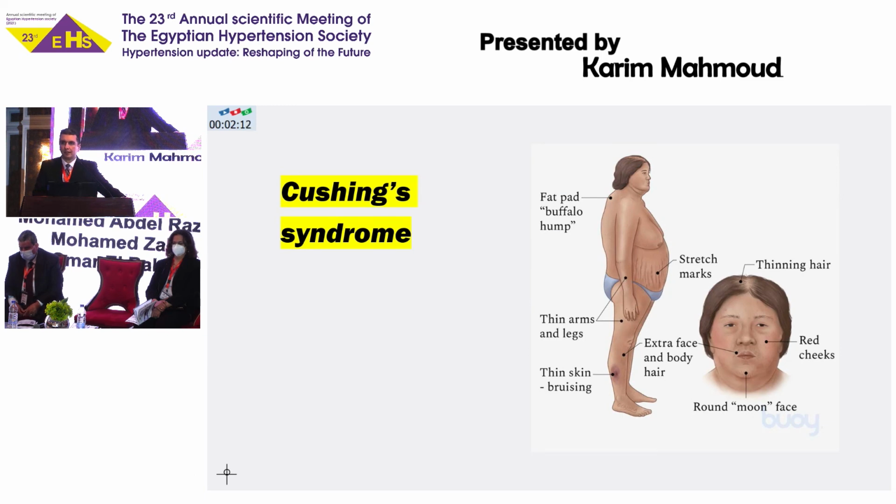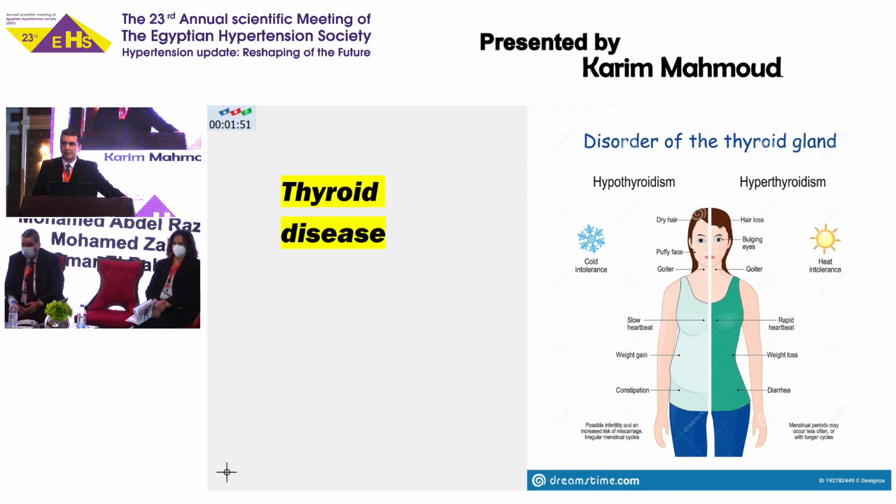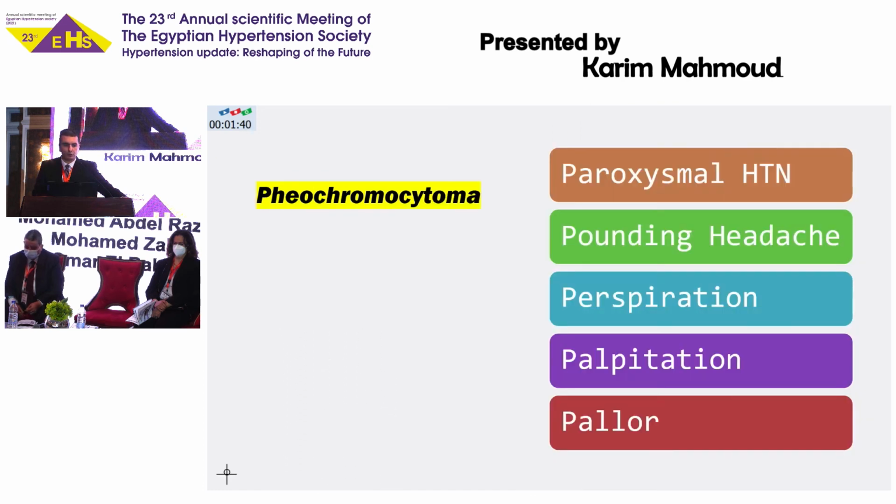Among the other endocrine diseases, we have Cushing syndrome, with characteristic features of moon face, buffalo hump, thin skin and striae over the body. It can be screened using 24-hour urinary cortisol and the 1 milligram dexamethasone suppression test at night. Thyroid disease, either hyperthyroidism or hypothyroidism, can be associated with secondary hypertension and can be easily detected through the clinical picture and lab investigations such as TSH and free T3 and T4.